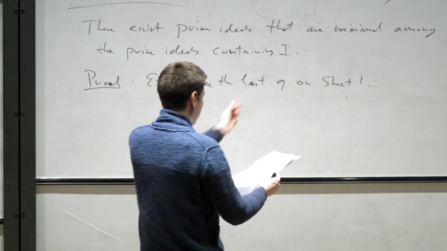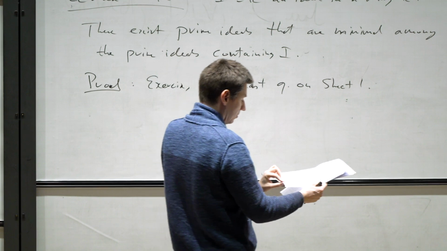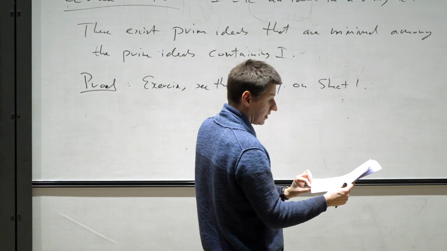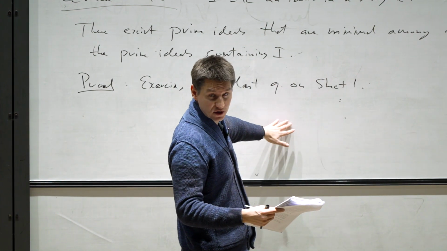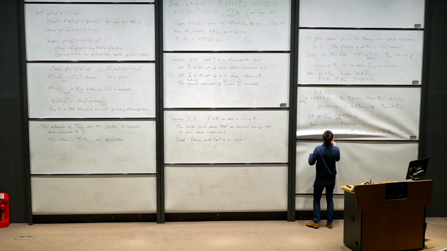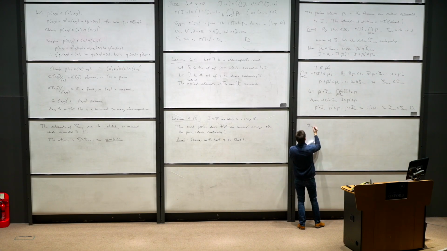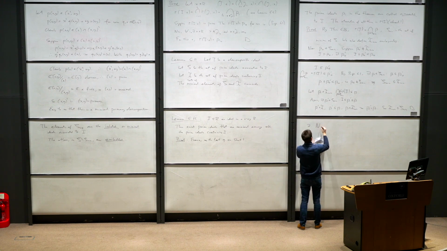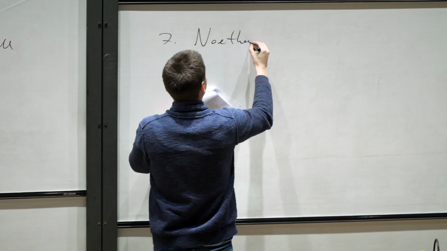Right. So for once we are ahead of schedule, so we can start the next topic. This is it on primary decompositions, and now we are moving to the next thing. This is section 7. We're going to talk about Noetherian rings.